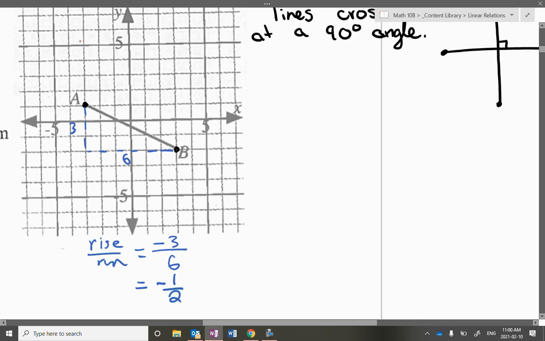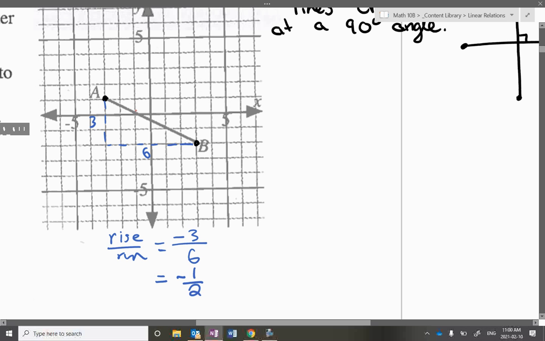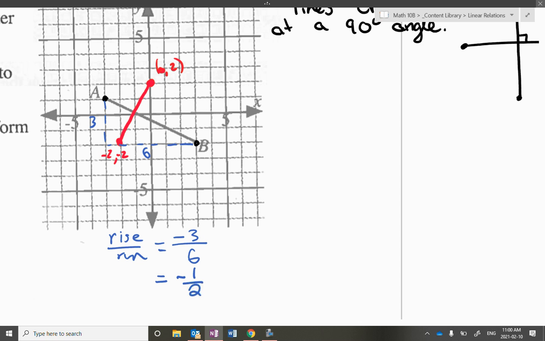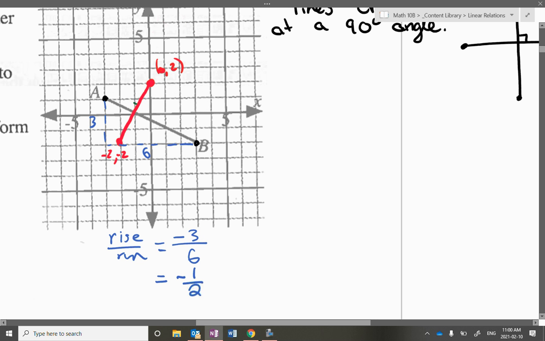Okay, we're gonna draw another line. So you're gonna have a point here at 0 and 2. And you're gonna have a point here, at -2 and -2. Those 2 lines are perpendicular.